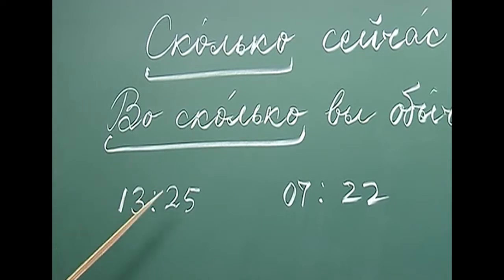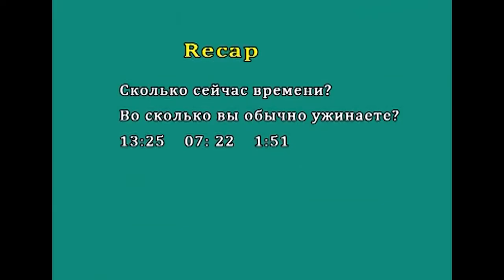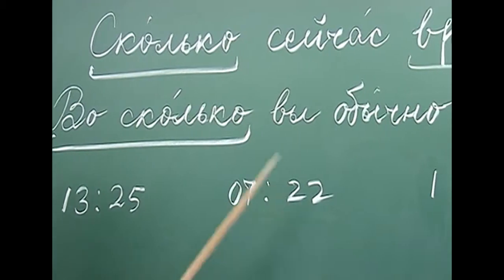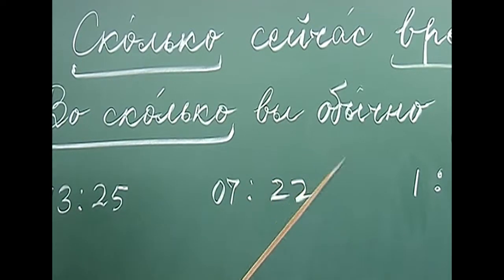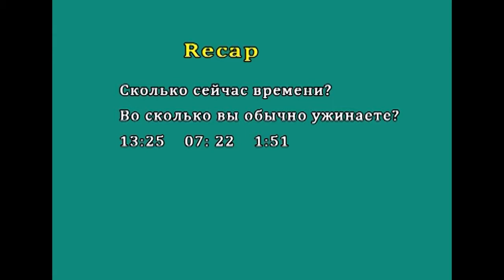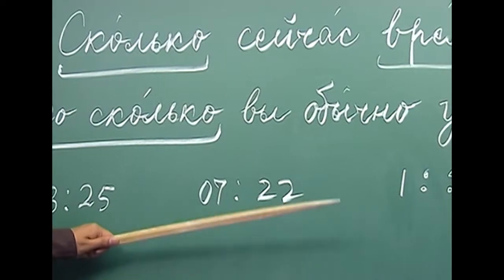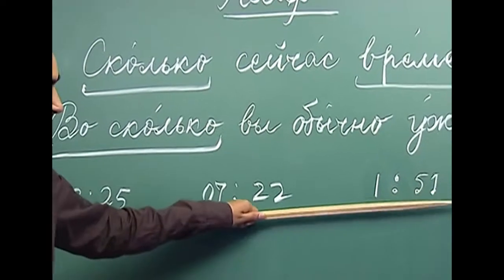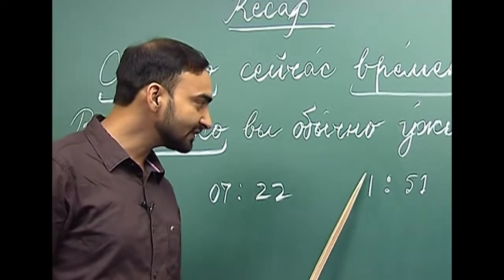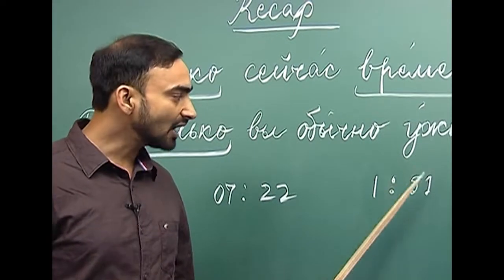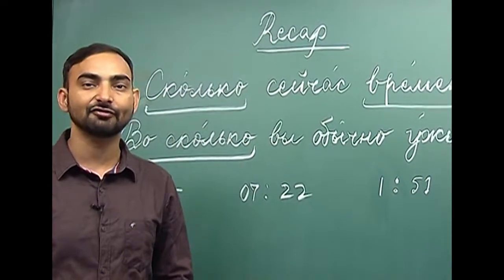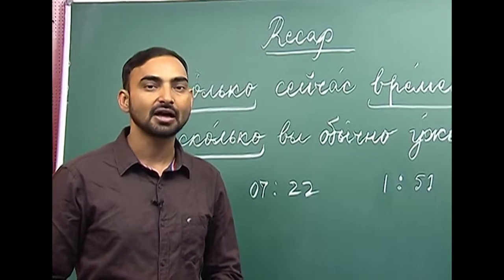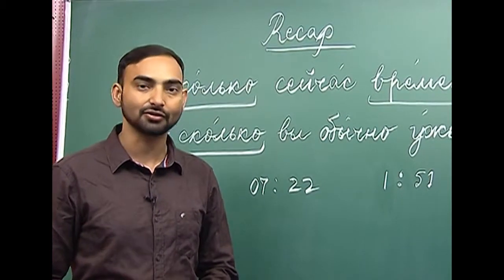13 часов 25 минут. What about 7:22? How do we say 7:22 in Russian? 7 часов 22 минуты. Here the last number is 2. So, with 2 we are supposed to use минуты. 7 часов 22 минуты. 1:51, час 51 минута. So, here минута will be used, and минута is a feminine gender noun, that is why we will use одна, will not use один or одно.